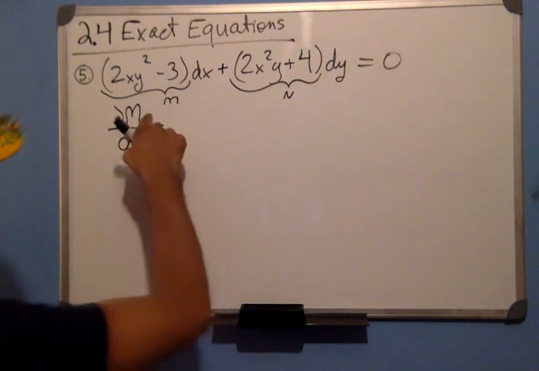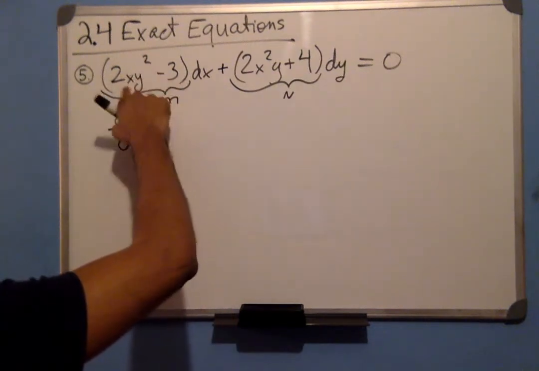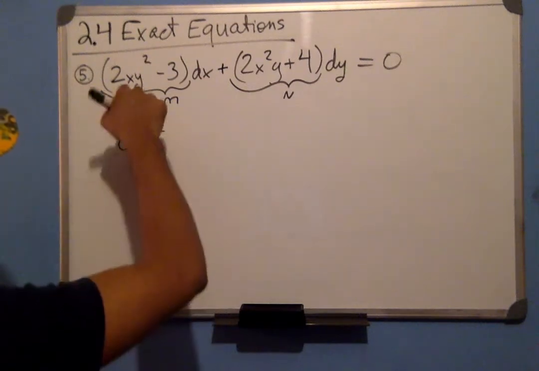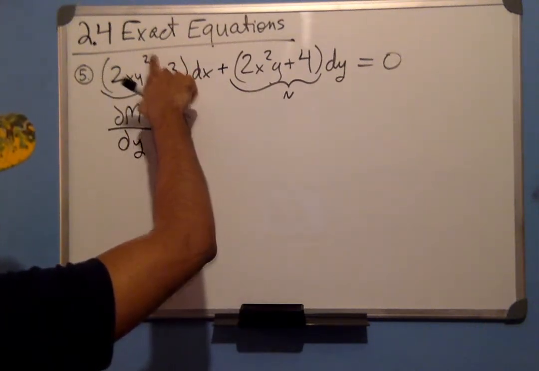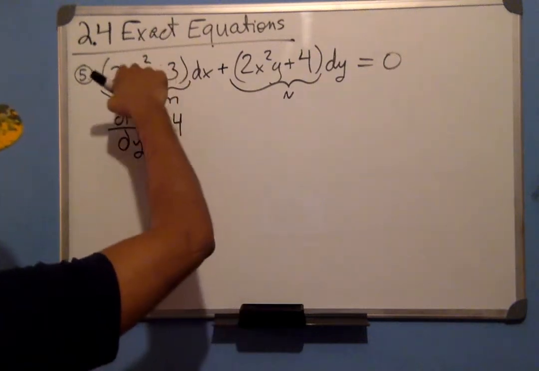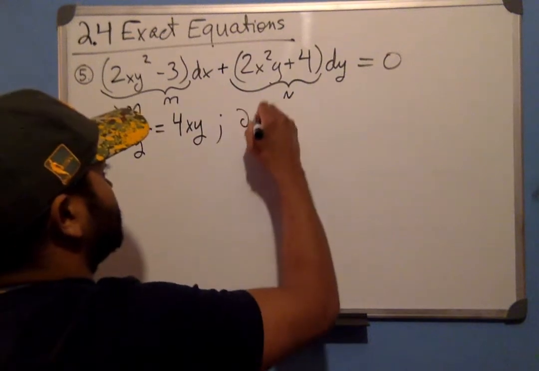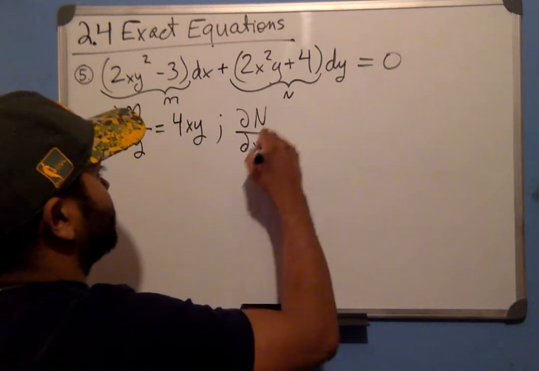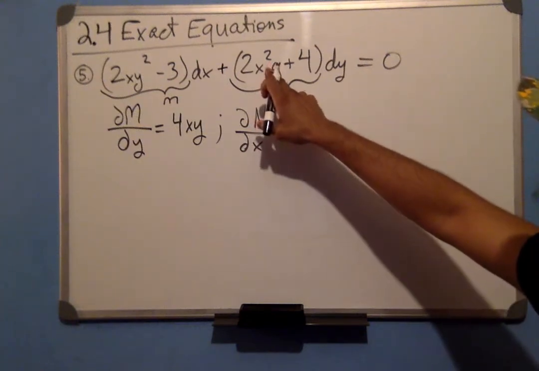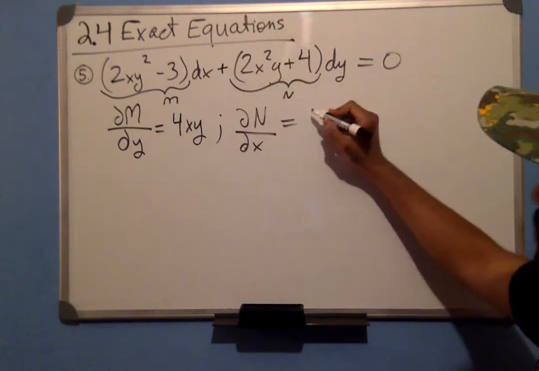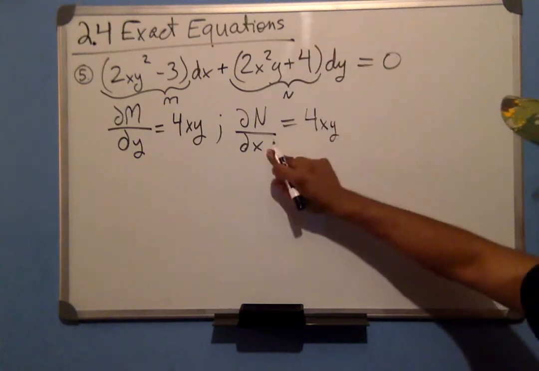Okay, so if I take the partial of M with respect to y, I see that I have a y squared term, and we're going to treat x as a constant in this case. So if I take the derivative of y squared, I get 2y. So this becomes 4 times x, which is a constant, times y. Alternatively, I'm going to take the partial of N with respect to x, and in that case, I have over here x squared, the derivative of that is going to be 2x. So I end up with 4x times y, which is a constant when we take the partial with respect to x.